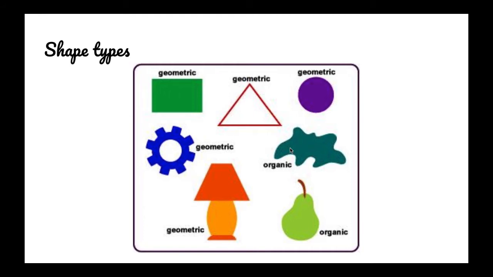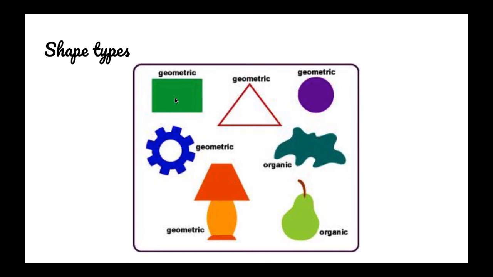So moving on, let's talk about shapes. And this is something that a lot of you guys struggle with, which is the difference between geometric and organic shapes. So the way to distinguish first is, are there straight lines? Because geometric shapes are always going to have either straight lines or perfect symmetry.